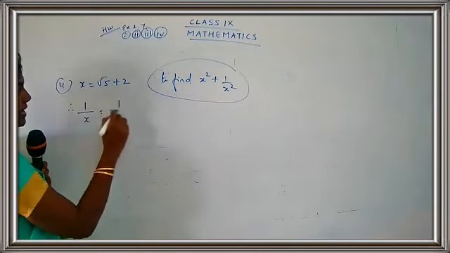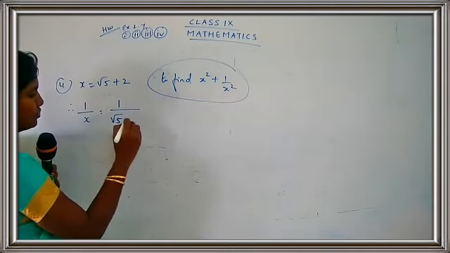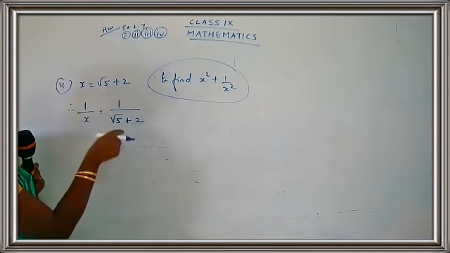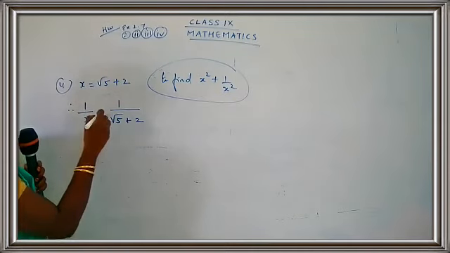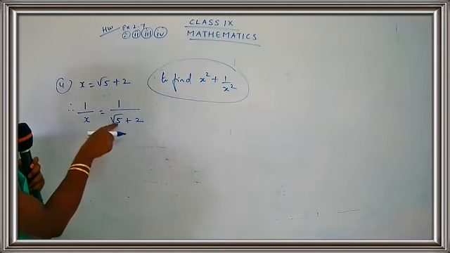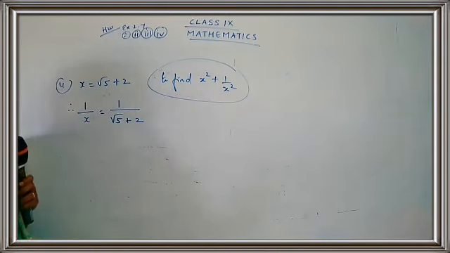So this will be 1 upon root 5 plus 2. Just write down the value for x. What is the value for x? Root 5 plus 2. So 1 upon x is equal to 1 upon root 5 plus 2. Now, in the denominator, we have a root sign. I have told you, we never keep the root in the denominator. You have to rationalize it.